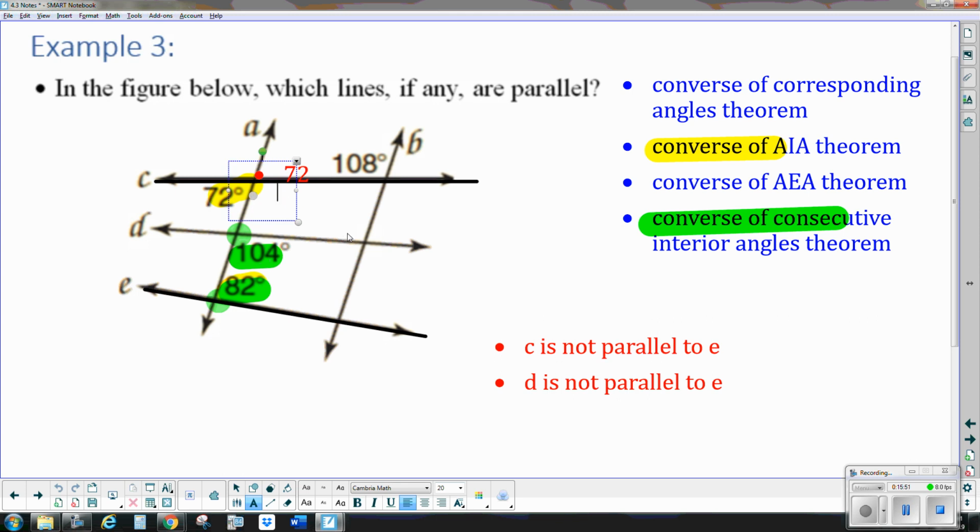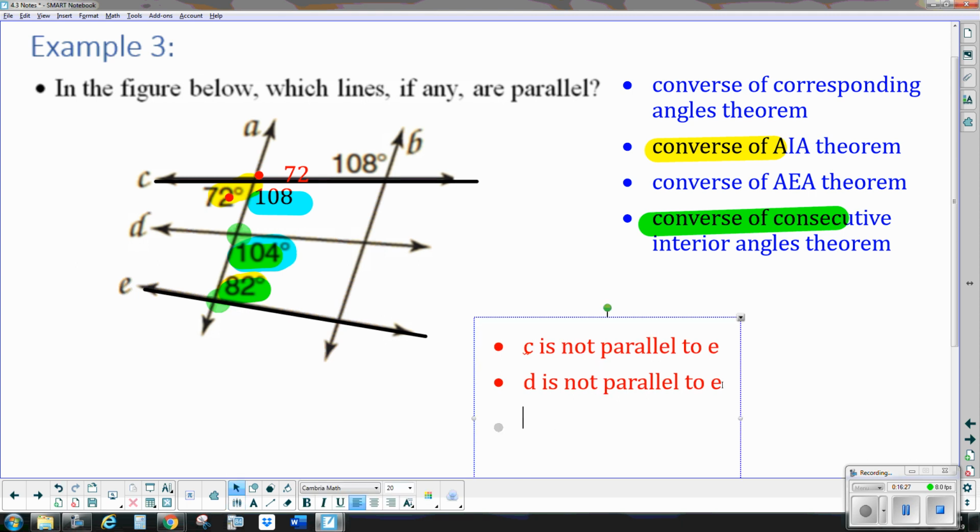I know that a linear pair of angles has to be supplementary. And so this yellow 72 that's given and this missing angle right next to it would be its linear pair. So I know this is 108 degrees. Okay, this angle right here is 108 degrees. 108 degrees and this 104, those are corresponding angles. Okay, so if C and D are parallel, then the corresponding angles would be congruent. So I can also decide that C is not parallel to D.